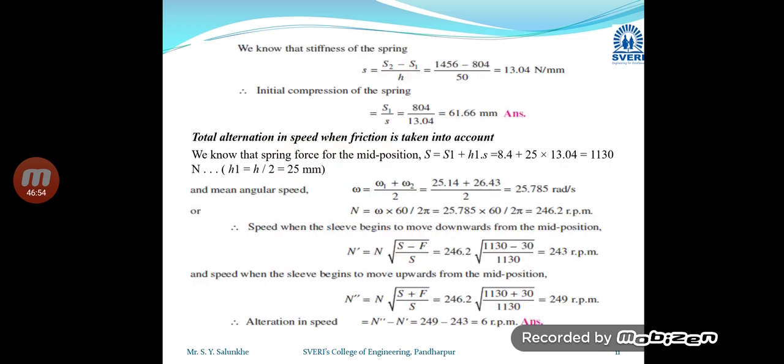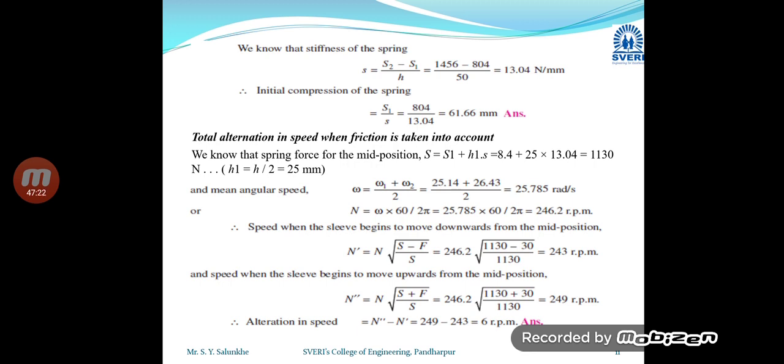Now we have to calculate the stiffness. The stiffness is given as S2 minus S1 divided by h. So it will be 1456 minus 804 divided by 50. That will be 13.04 Newton per millimeter. This will be the stiffness of the spring which is used.